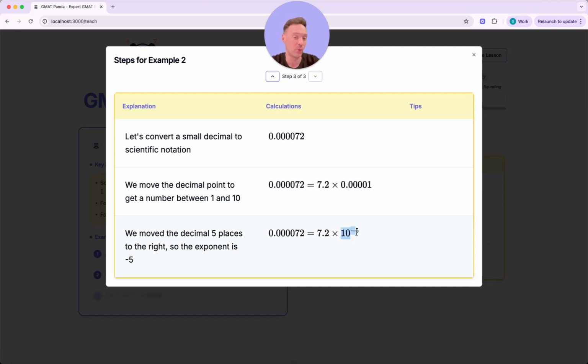Okay, or another way of saying that is 1 divided by 10 to the power of 5, or 1 divided by 100,000, which is 0.00001.